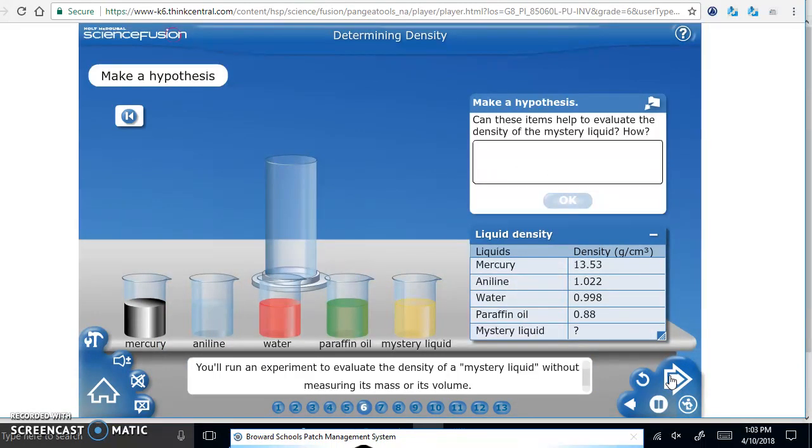You'll run an experiment to evaluate the density of a mystery liquid without measuring its mass and volume. You have 4 liquids whose densities you do know. All 5 liquids always separate from each other no matter how vigorously you mix them. Can these items help you to evaluate the density of the mystery liquid? How? Record your hypothesis in the box, then click OK.